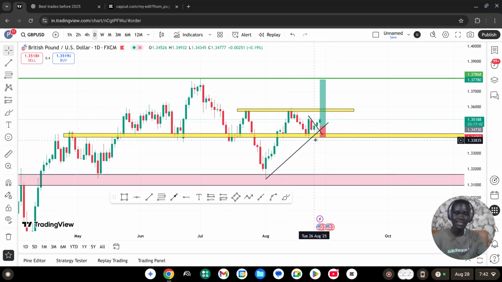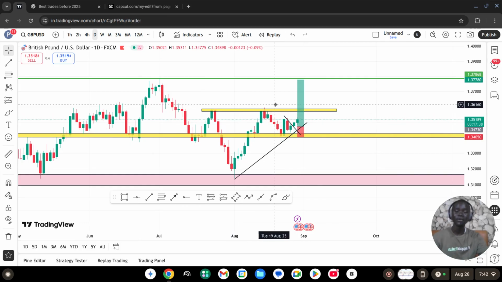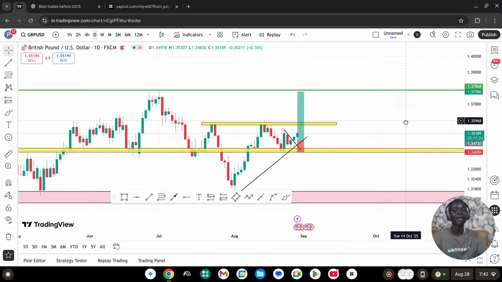This was the first touch, the second touch, and I waited for the third touch. This is how I always do it. You know, the third touch of the trend line is the one that does the trick, and it's the one that lets the market start going all the way in its direction, guys.